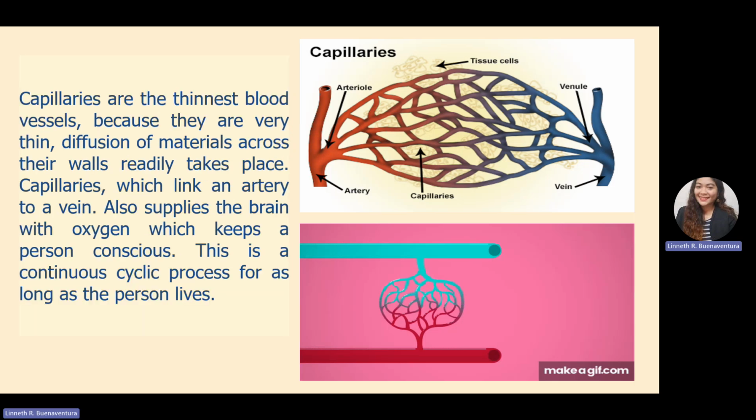So the capillaries are the thinnest blood vessels because they are very thin, ready for the diffusion of materials across their cells, so it can readily take place, from higher concentration to lower concentration. The capillaries, which link an artery to a vein, also supply the brain with oxygen, which keeps a person conscious. So this is a continuous cyclic process as long as the person lives.